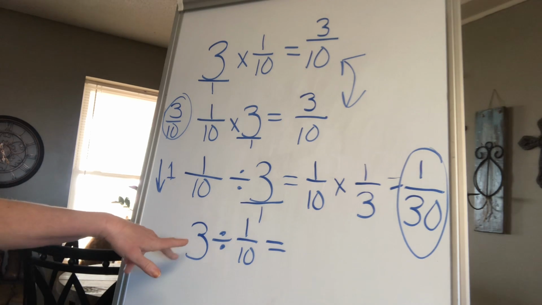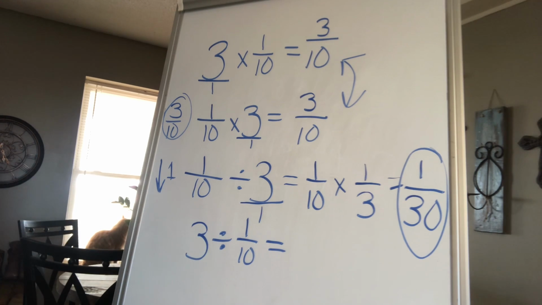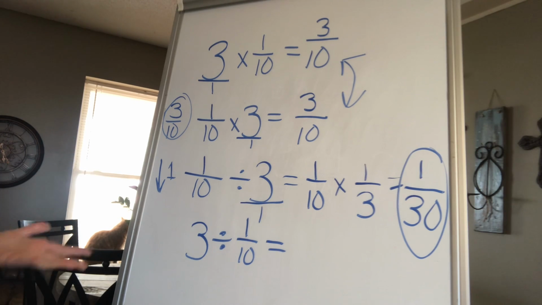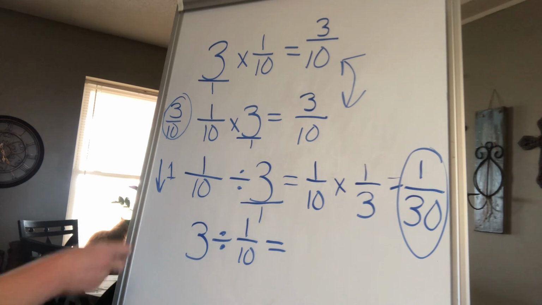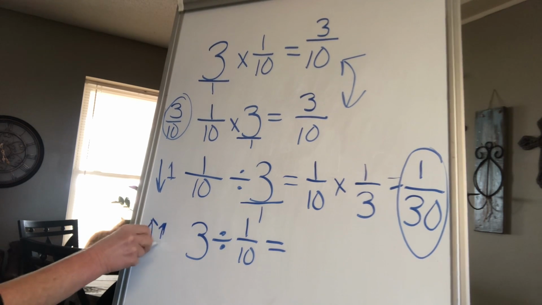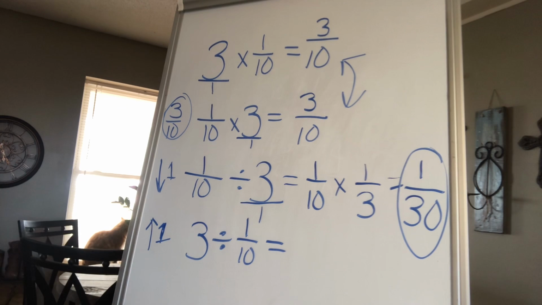I have 3 wholes of something, and I'm going to take that and divide it into little bitty pieces in tenths. So that should tell me right there, I know that my number is going to be a whole number. It's going to be greater than 1. Actually, we know it's going to be greater than 3, don't we?